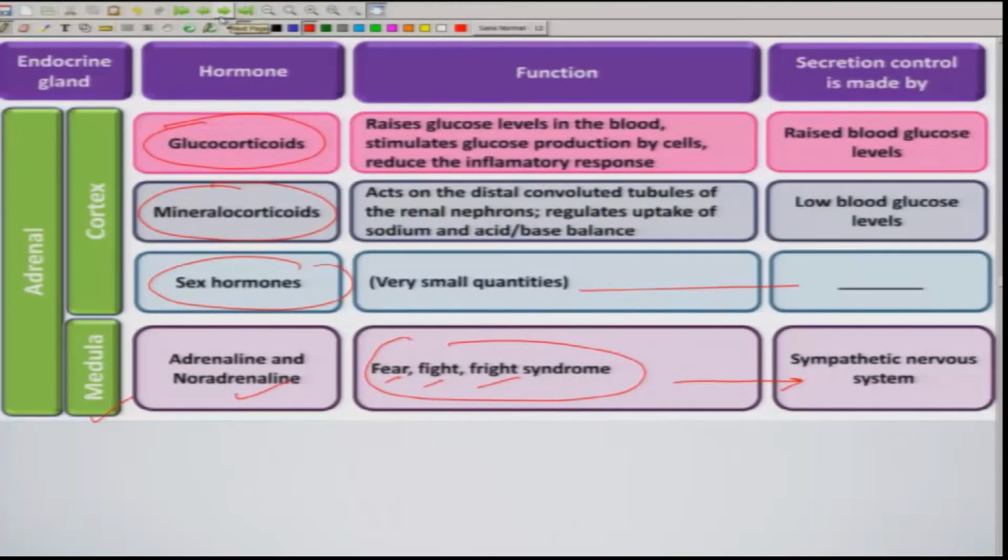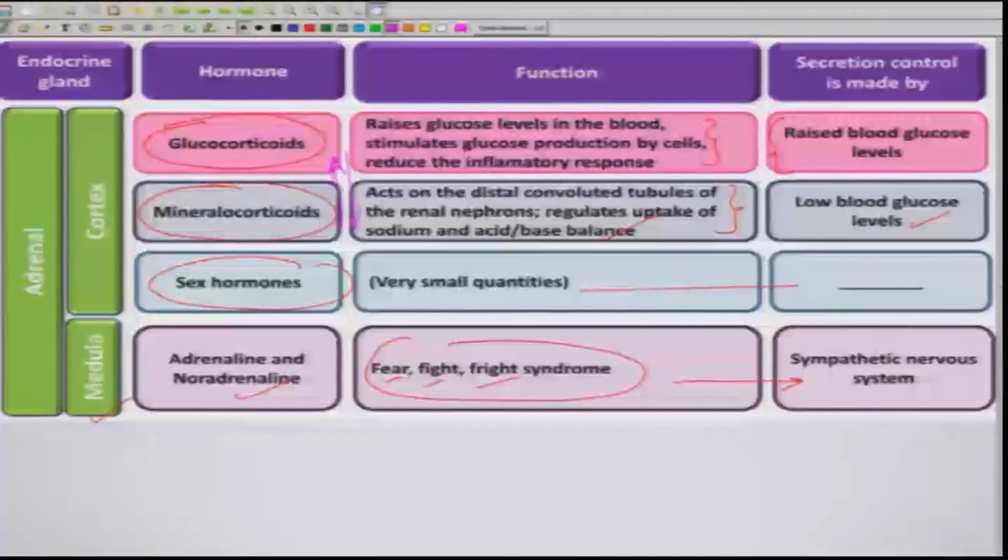Now, in terms of the mineralocorticoids, they act on the distal convoluted tubule of the renal nephrons, regulate the uptake of sodium and acid base balance, and lower the blood glucose level, whereas glucocorticoids raise the blood glucose level and stimulate glucose production by cells, reducing the inflammatory response. What you can observe here is a very interesting part: there are opposite reactions happening between glucocorticoids and mineralocorticoids. Okay. So, this is how the glucocorticoids and mineralocorticoids function.